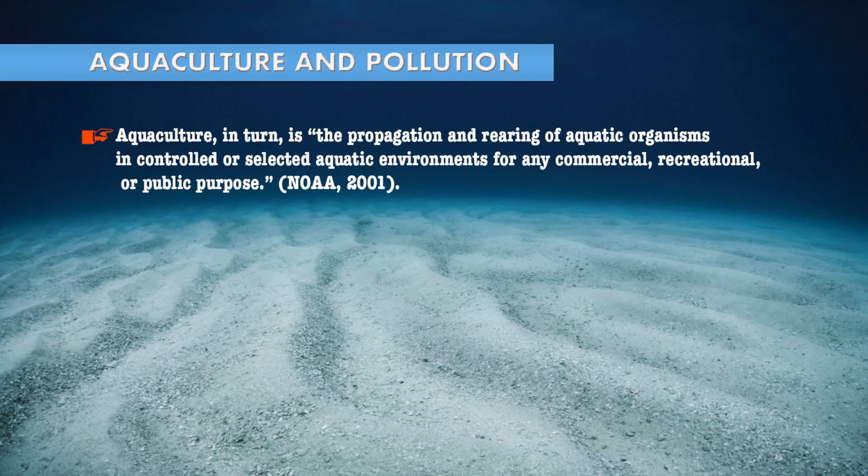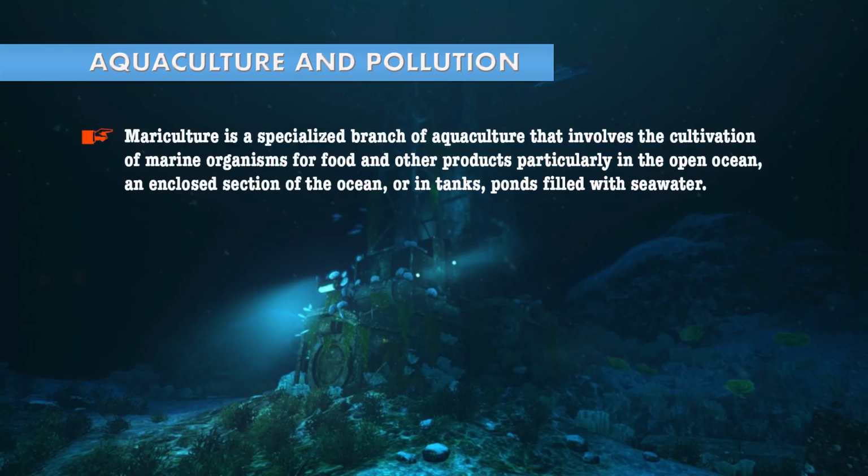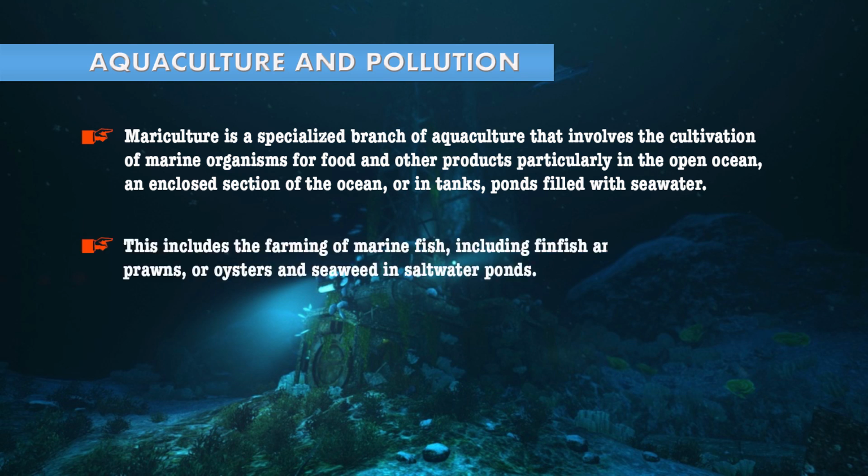Aquaculture is the propagation and rearing of aquatic organisms in a controlled or selected aquatic environment for any commercial, recreational or public purpose. Mariculture is a specialized branch of aquaculture that involves the cultivation of marine organisms, especially for food and other products, in the open ocean, an enclosed section of the ocean, or even in tanks and ponds filled with seawater. This type of culture involves the farming of marine fish, including finfish and shellfish like prawns or oysters, and also seaweed in saltwater ponds.